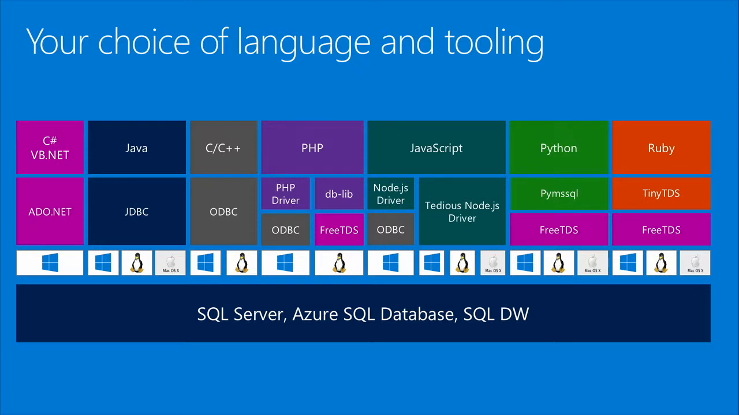Java is a multi-platform offering. Our JDBC driver runs on Windows, Linux, and Mac. So if you're a Java programmer, you basically get our JDBC driver, and you can simply connect to SQL Server and SQL DB and SQL DW from whatever platform of your choice you want to program from. For native code, obviously our ODBC driver is available on Windows as well as Linux, and you could write code against ODBC.